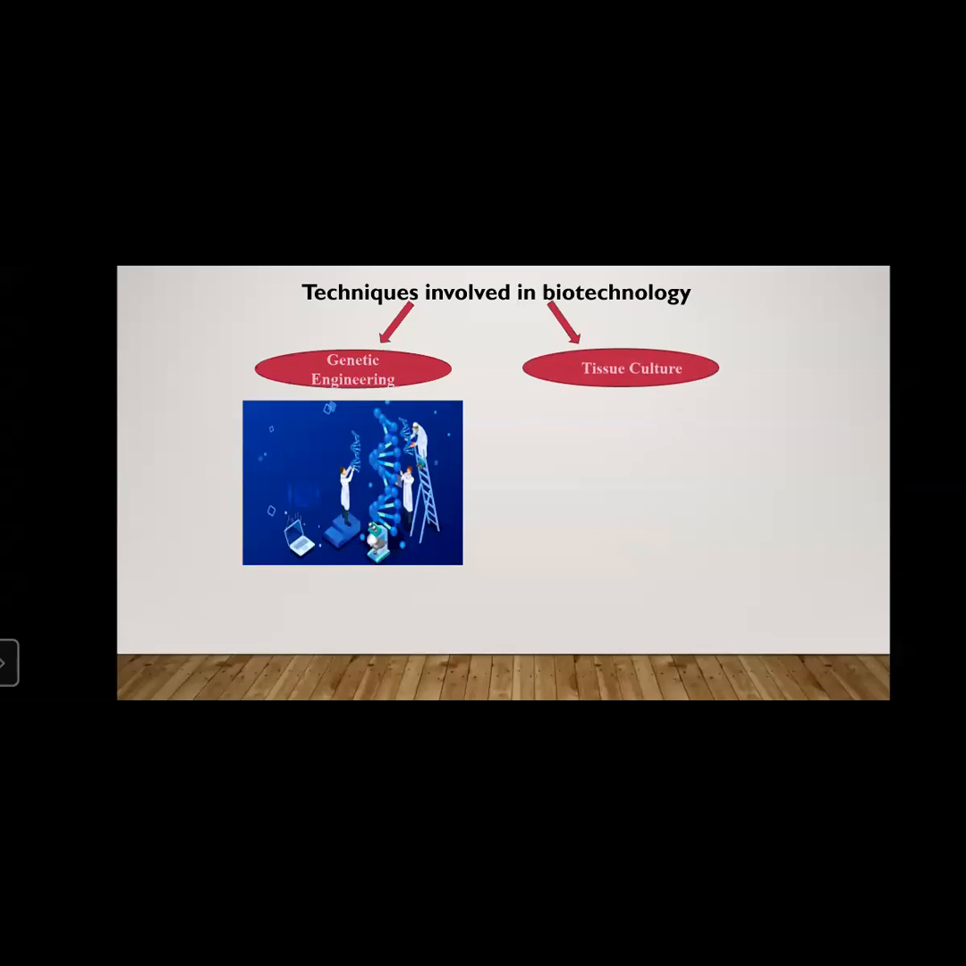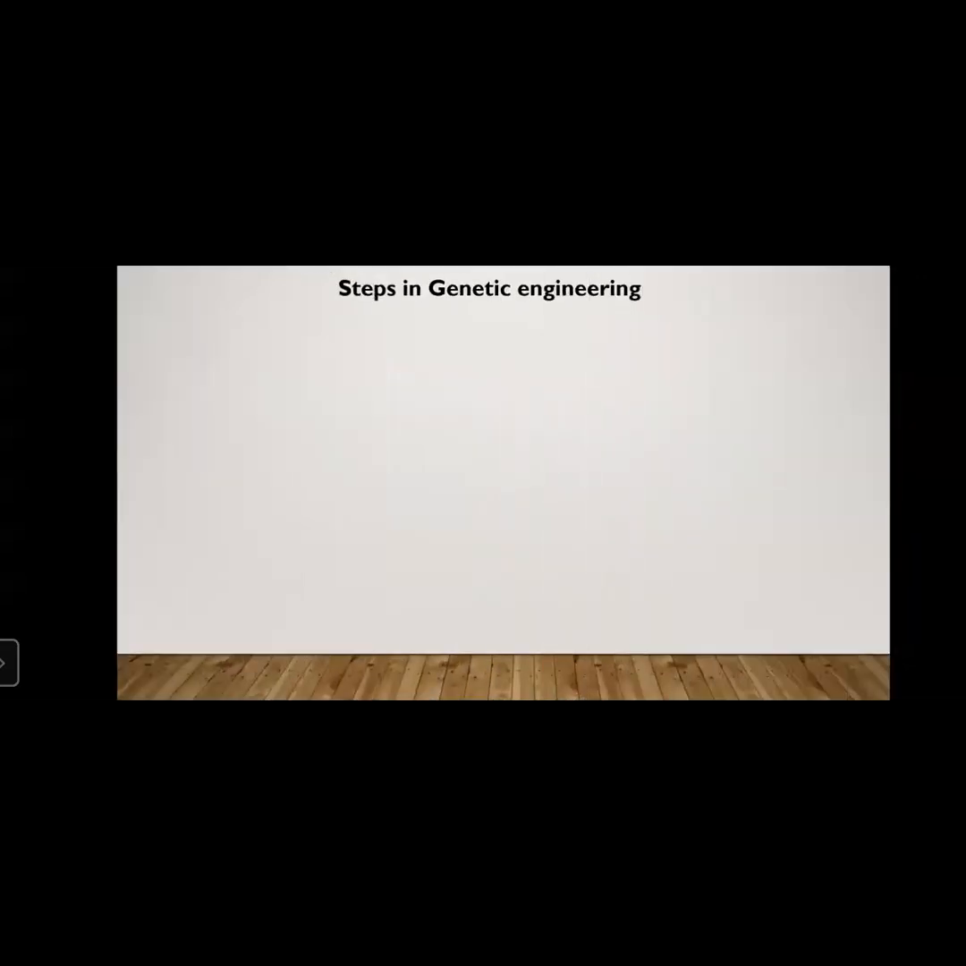And the second technique is tissue culture, where a totipotent tissue is used to develop an entire living organism in a laboratory setup. For example, you almost have heard about test tube babies. Okay, the fertilized ova is transferred in the nutrient medium to develop an entire organism in the lab setup. That is called tissue culture. Let us see this one by one.